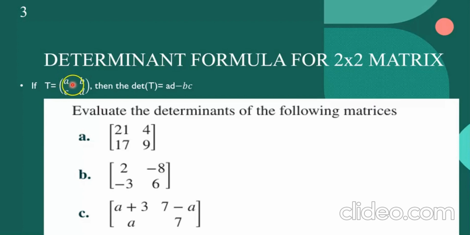For the 2 by 2, we are going to have the product of the leading diagonal, which is A times D, giving us AD. Then we subtract the product of the minor diagonal, which is C times B, giving us BC. So we find the difference of the two. The result that we get is what we call the determinant of the matrix.